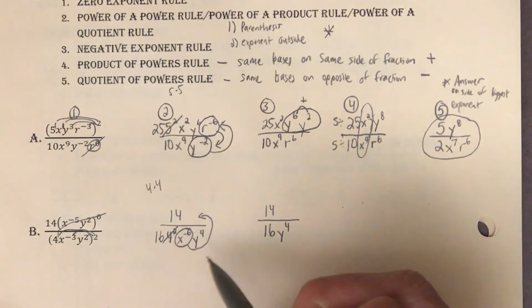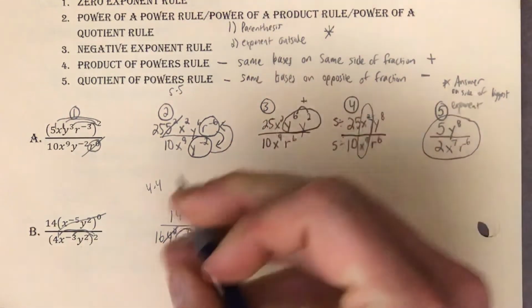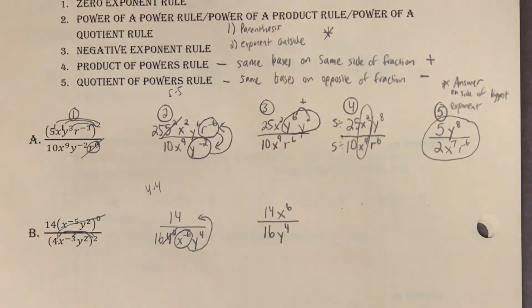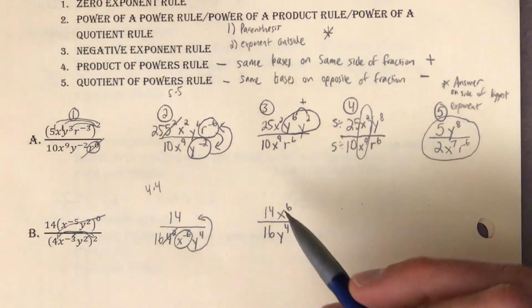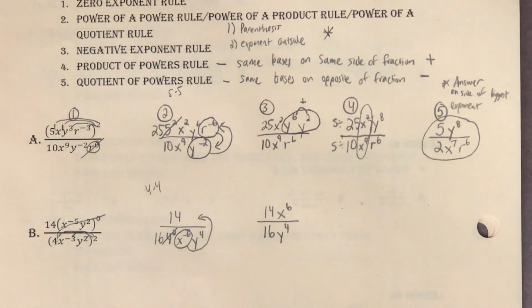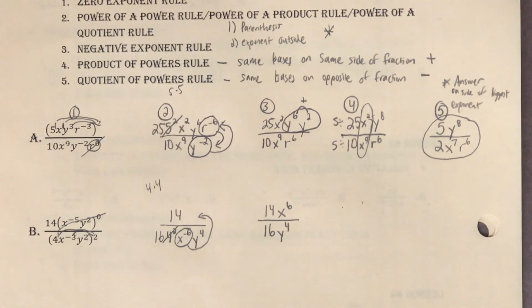Now, when I move my x to the top, it stays as x, and then the -6 exponent becomes a positive 6 exponent. So now I've completed the 3rd rule of negative exponents. I have none of those left. So now I'm on to the 4th rule, which is the product of powers rule. So at this spot, I'm looking for the same bases on the same side of the fraction. So when I look at the top here, I don't have any like bases on the top. So nothing to do there. When I look at the bottom, I also don't have any like bases.